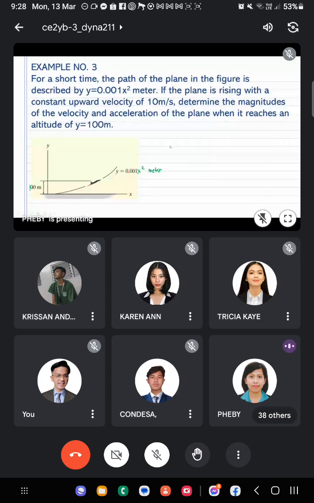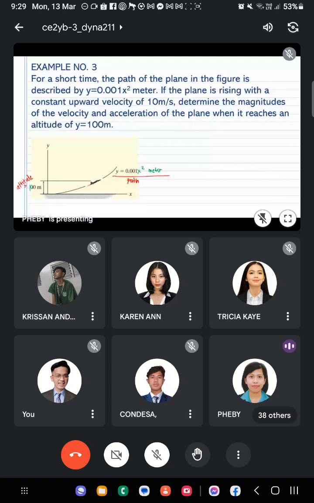Okay, again. So, ano yung kanyang acceleration and velocity kapag na-reach na yung 100 meter na altitude, or y is equal to 100 meter altitude. Itong y is equal to 0.001 x squared, ito yung kanyang path, no? Hindi yan yung y na height niya. Yung altitude niya is 100 meters. Okay. So, compute na natin.